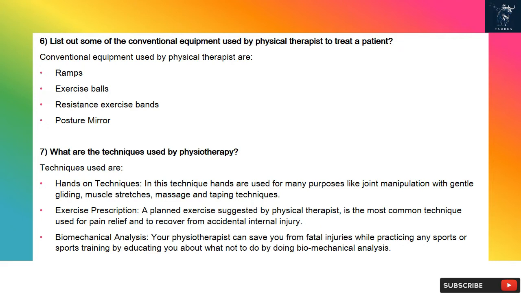In this technique, hands are used for many purposes like joint manipulation with gentle gliding, muscle stretches, massage and taping techniques. Exercise prescription. A planned exercise suggested by a physical therapist is the most common technique used for pain relief and to recover from accidental internal injury. Biomechanical analysis. Your physiotherapist can save you from fatal injuries while practicing any sports or sports training by educating you about what not to do by doing biomechanical analysis.